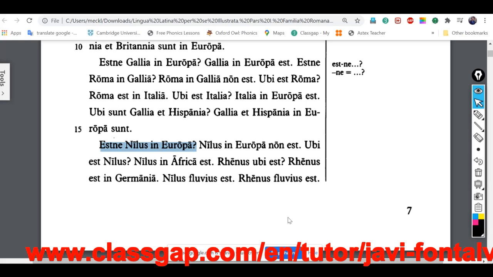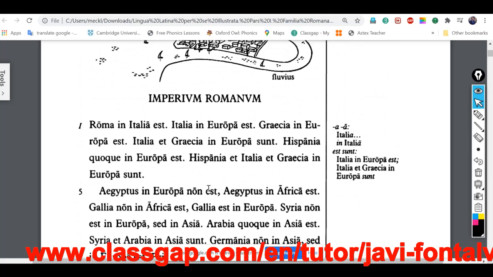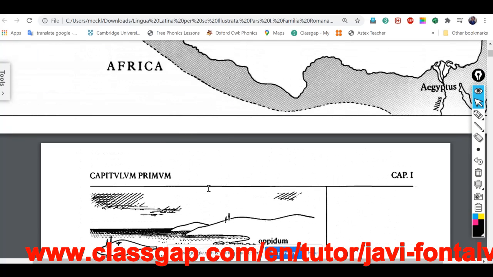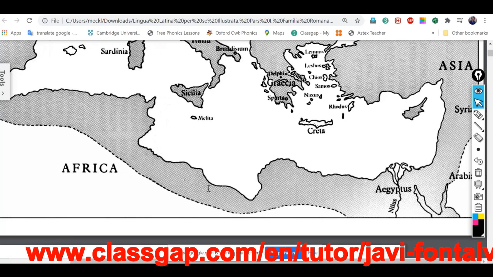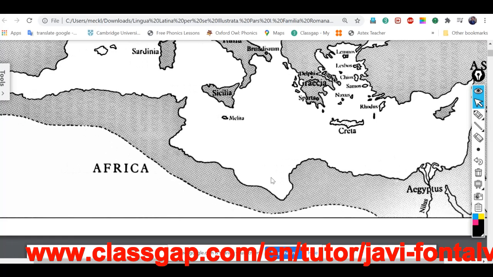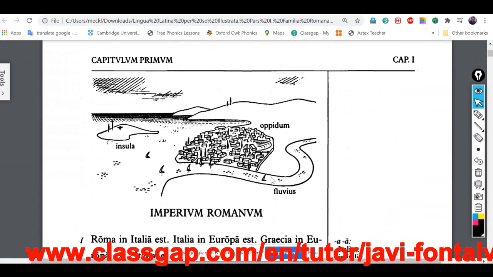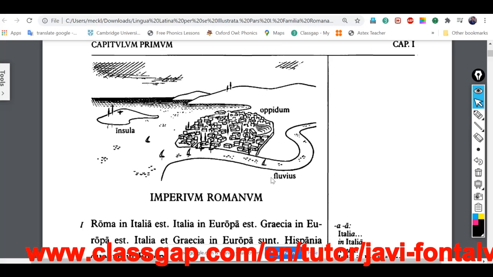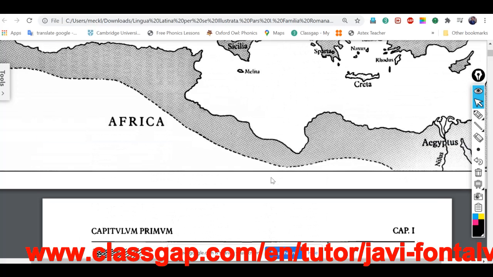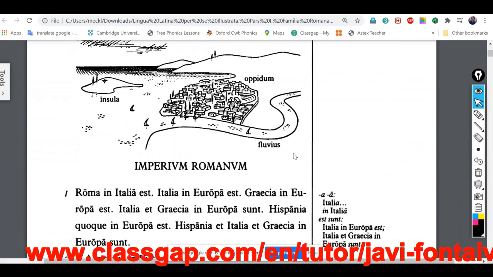Okay, let's take a look at the map. Let's find Nilus. So can you see Nilus? Ah, okay, es el río. What river? The Nile River. Exactly. How do you say river in Latin? Fluvius. Okay, tiene sentido.